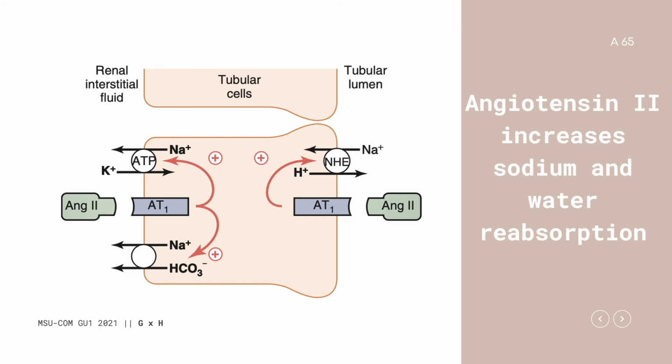Here is a diagram that shows the direct effects of angiotensin II in order to increase sodium reabsorption. Note that this is in effect in all parts of the tubule. It would stimulate the sodium-hydrogen exchanger on the luminal membrane and the sodium-potassium ATPase transporter, as well as the sodium bicarbonate co-transporter on the basolateral membrane.